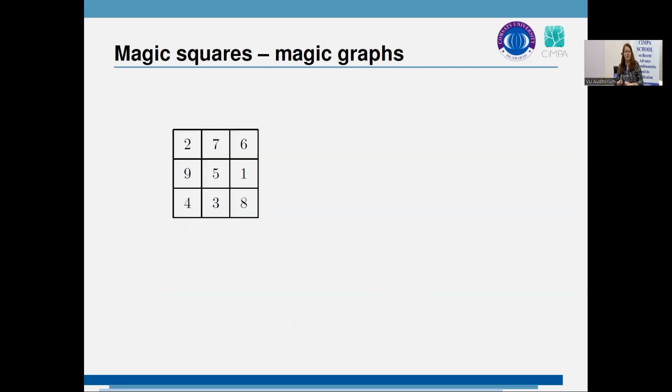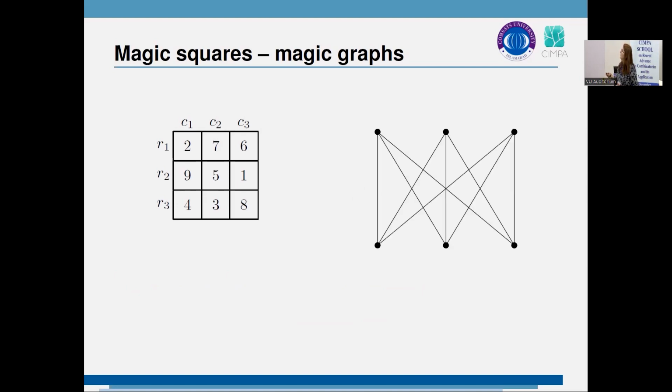Okay, and now maybe you can see how we can come from a magic square to a magic graph. The connection is really very simple. So look, we have a magic square, and what will we do? We will denote the rows of this square in such a way. The first one will be R1, the second row R2, third R3, and we denote the columns C1, C2, C3.